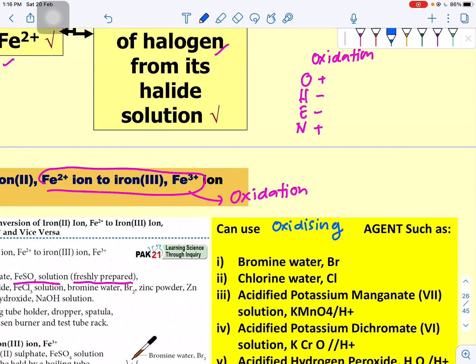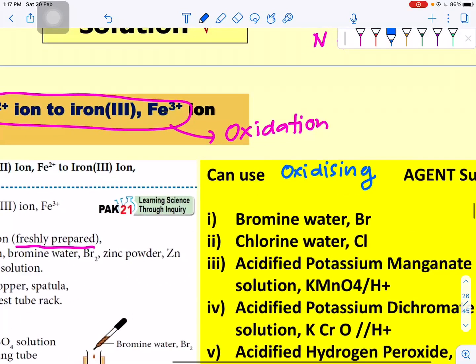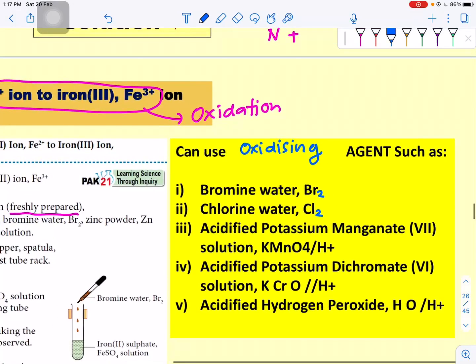So we have a few options. We can use bromine water, Br2. We can use chlorine water, Cl2. We can use acidified potassium manganate 7 solution. The formula is KMnO4/H+. H+ tu sebab dia dah bentuk acidified. So you must be very familiar with this compound. Dan dia mesti ditulis perkataan acidified. Why? Because potassium manganate memang already exist dalam kita punya lab. Tapi dalam bentuk powder. So dia tidak digelar oxidizing agent yet. Sehingga dia dibancuh dengan sulfuric acid.